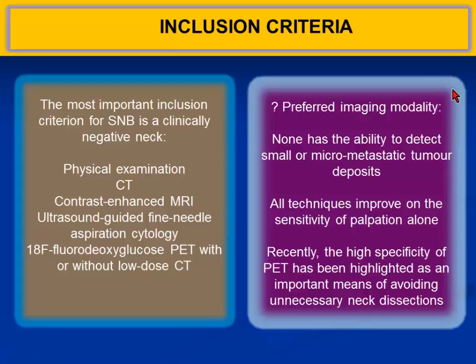Inclusion criteria are very important. You have to do a physical examination. In a clinically negative neck, a contrast-enhanced MRI or an ultrasound is commonly performed in all these patients, and they also do PET CT in all these patients. But the problem is, which is the preferred modality? It's quite challenging because none of them has the ability to detect micrometastasis, and all techniques improve on the sensitivity of palpation alone. Therefore, recently, PET has been highlighted as having high specificity, and they also do PET CT. Even if PET is positive, people really don't go for sentinel lymph node biopsy; only when PET is negative. And if all other examinations are negative, that's the indication for oral sentinel node biopsy.